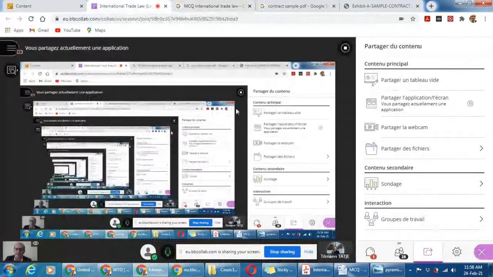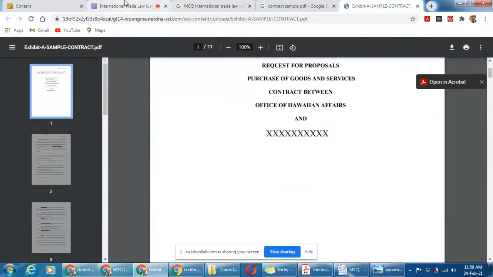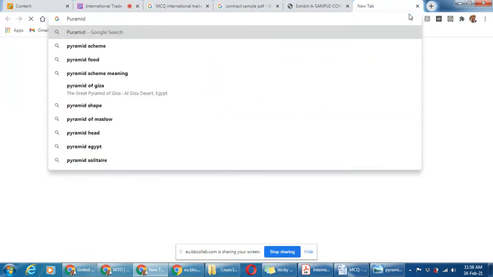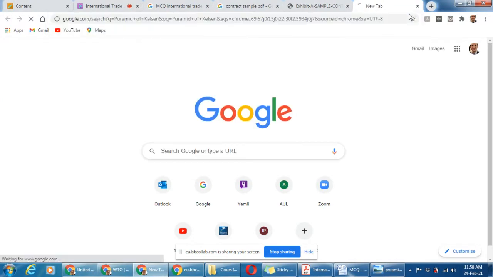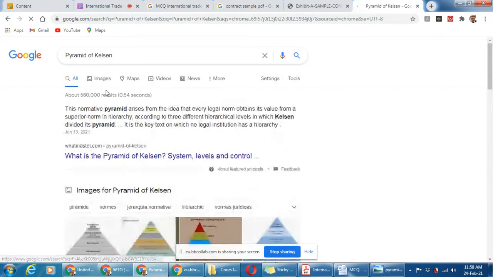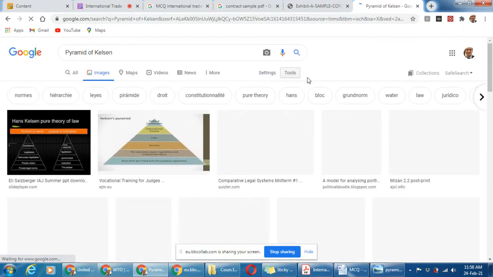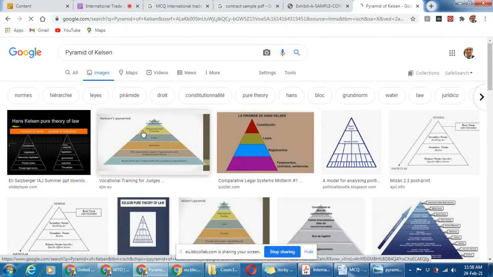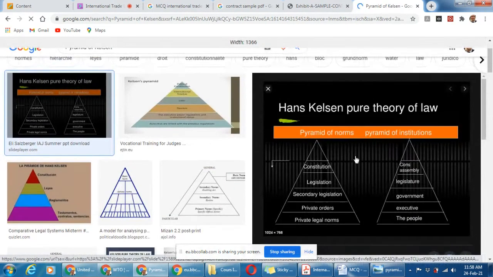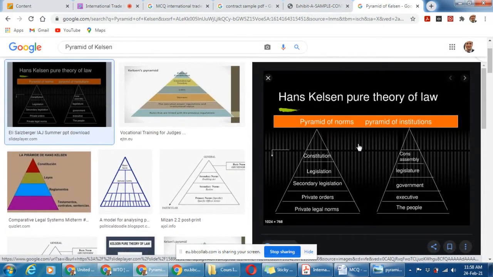Maybe we can also Google it in English. It is called the Pyramid of Kelsen. Pyramid, thank you so much, Kelsen. Okay, you see it here, Pyramid of Kelsen. Okay, image. Thank you. So it comes from the pure theory of law. You can see the picture here. You can have it also on Google.